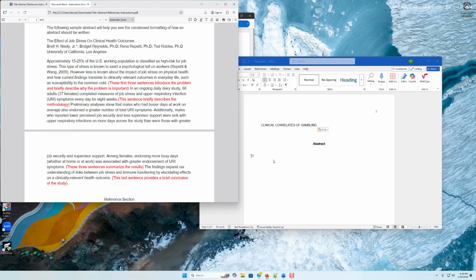So that's the abstract. I expect that to be the toughest part of this assignment. So do your best and make sure you hit on all sections of the manuscript: the introduction, the method, the results, and the discussion.